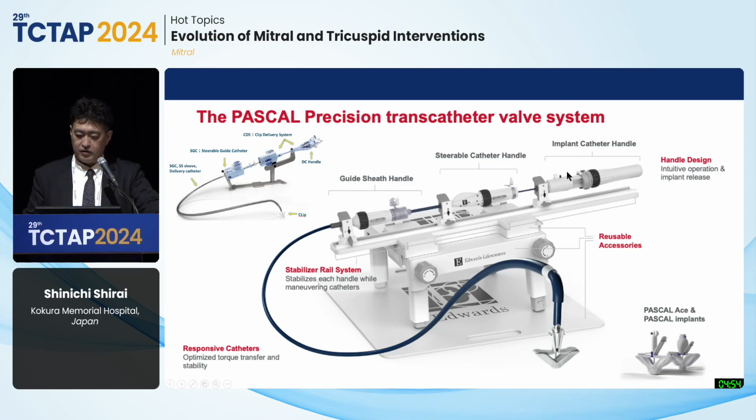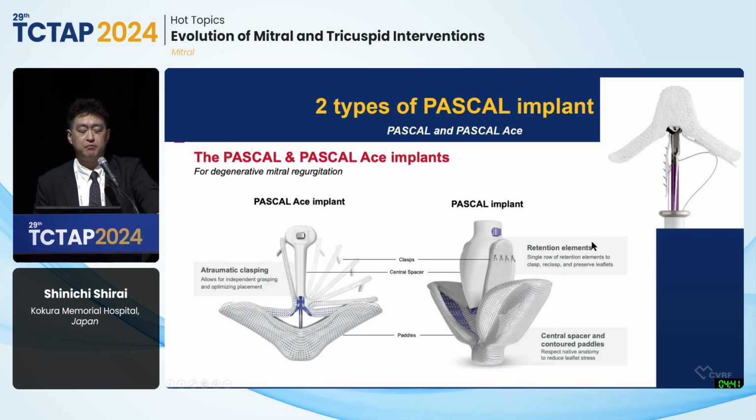So each has some procedural plan. And this is, as Dr. Shunsuke said, two types of the PASCAL: the PASCAL ACE and the PASCAL P10. In this case, this patient has prolapse and the longer arm is needed. So we choose PASCAL ACE and not PASCAL P10.